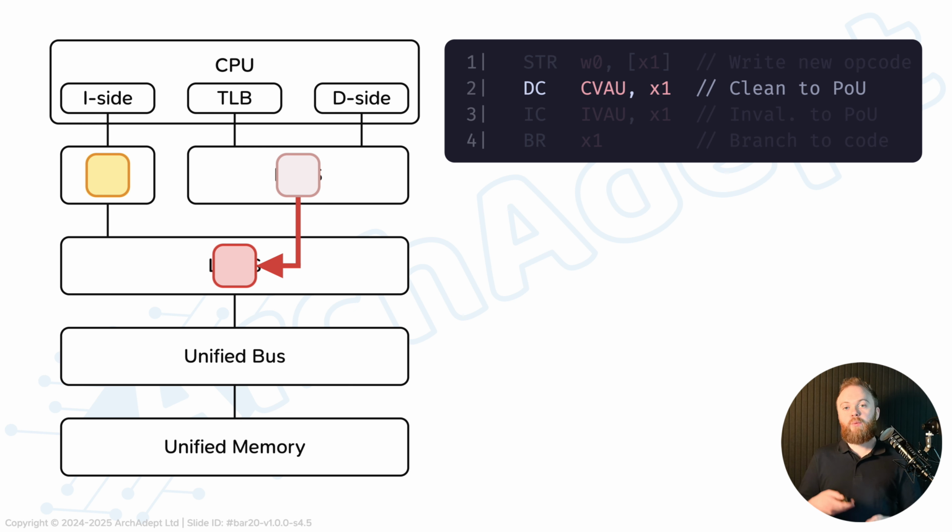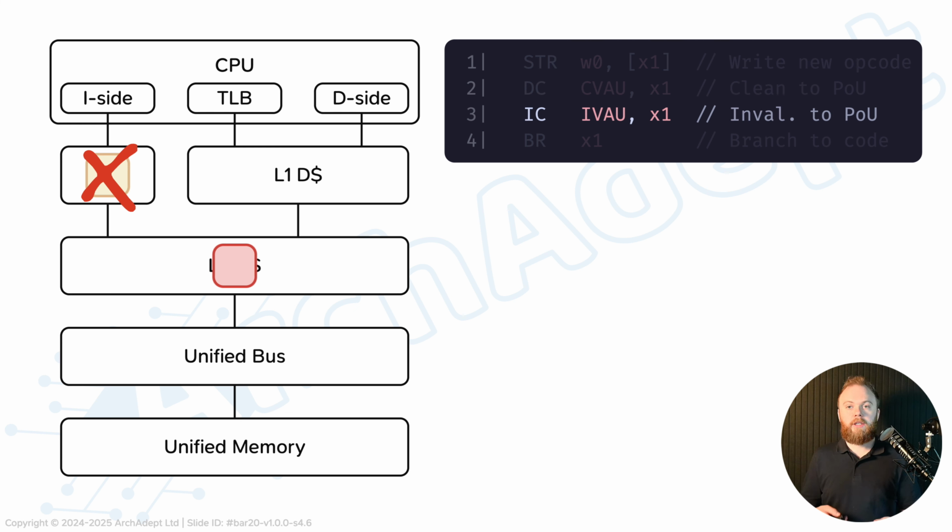Now, when we perform this DC CVAU, the data cache clean by virtual address to point of unification, what we're saying is, clean this cache line out far enough into the memory system that all three of this CPU's constituent observers are guaranteed to see the same copy of data. And in this particular example on screen, that means cleaning the cache line out to the L2 unified cache.